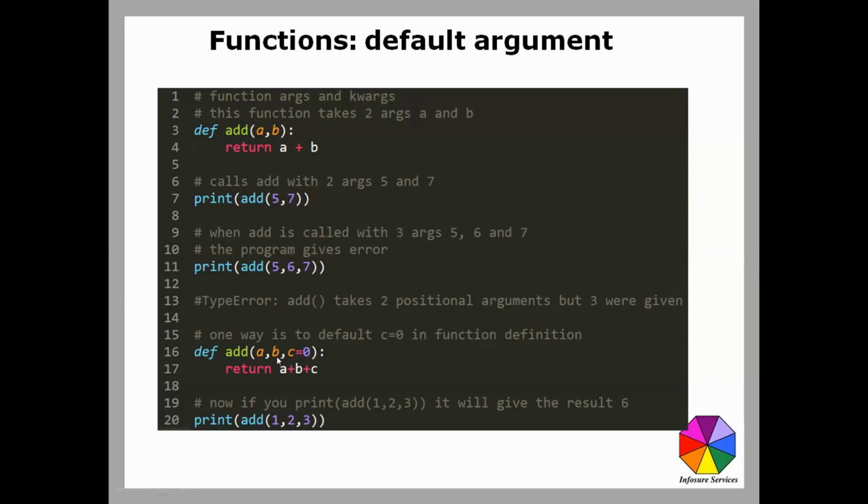And look here, the third parameter is c equal to 0. Suppose I don't pass c, c will automatically take the value 0. So we are defaulting the function. Now if we add 1 comma 2 comma 3, if you have the values in the arguments, it will take the values. But if you don't pass a value, it is going to default to c equal to 0. So is this clear?